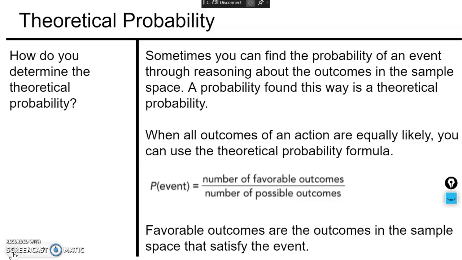When all outcomes of an action are equally likely, you can use the theoretical probability formula. So here we see the probability of the event equals the number of favorable outcomes out of the number of possible outcomes. Keep in mind the number of possible outcomes is basically the number of your sample. The favorable outcomes are the outcomes in the sample space that satisfy the event.